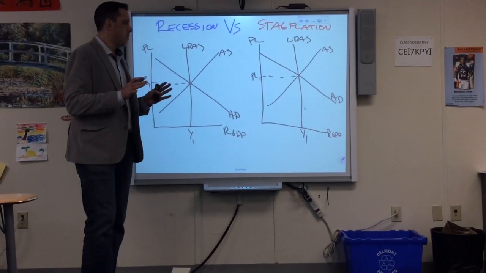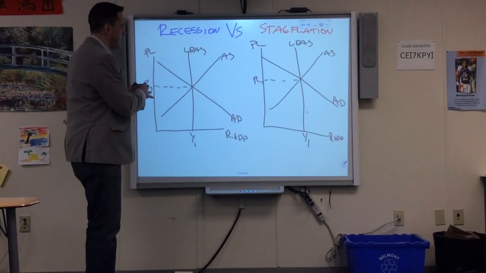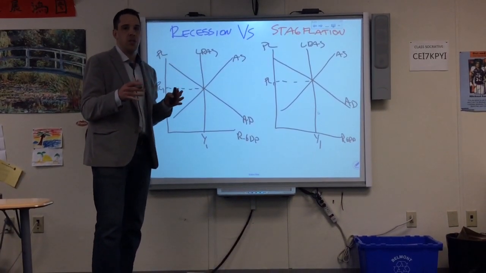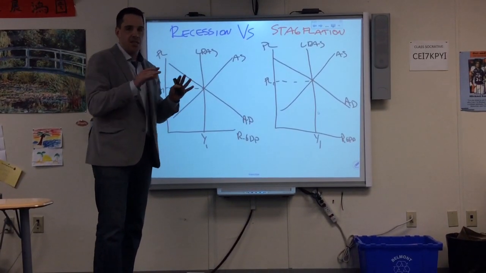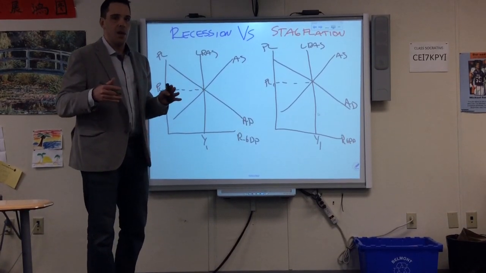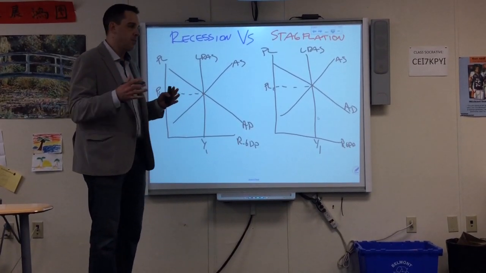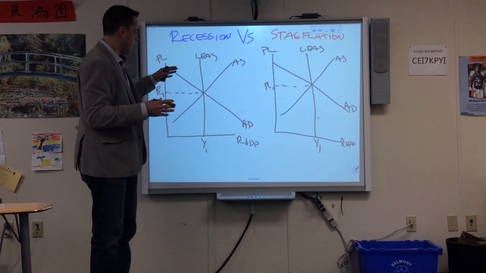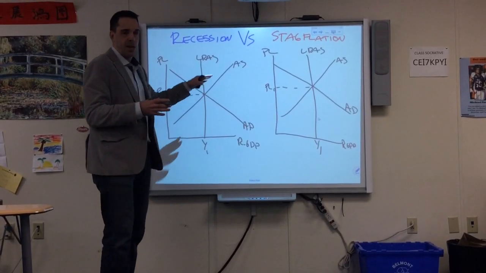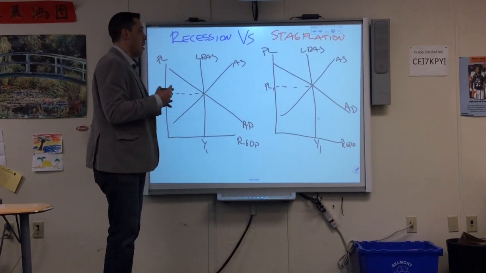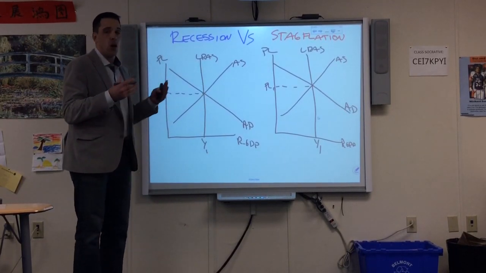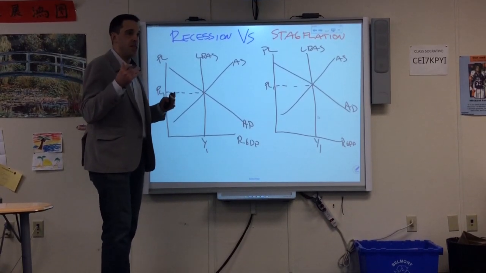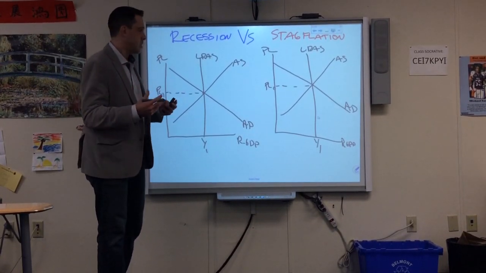So I want to go over the difference between a recession and a stagflation. Technically, both are recessions, because both a recession and stagflation will have higher than 5% unemployment. So there'll be an output gap between where we are currently producing and where the long run is. But they're caused by different shifts here, and they have different severities to them.